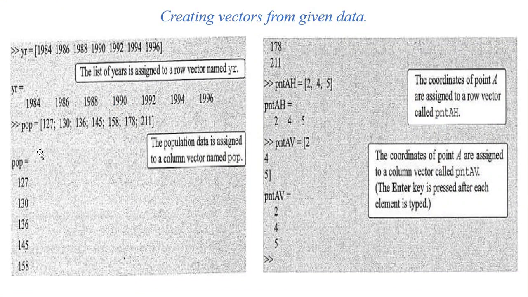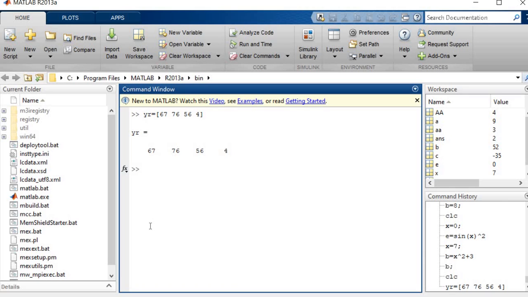Now the second thing: if you want a column vector, column vector means each element, each row, is ended with a semicolon. So now we are going to create the same vector here equal to, open the square bracket, 67 semicolon 76 semicolon 56 semicolon 4, and end with the square bracket. So we create the column vector.